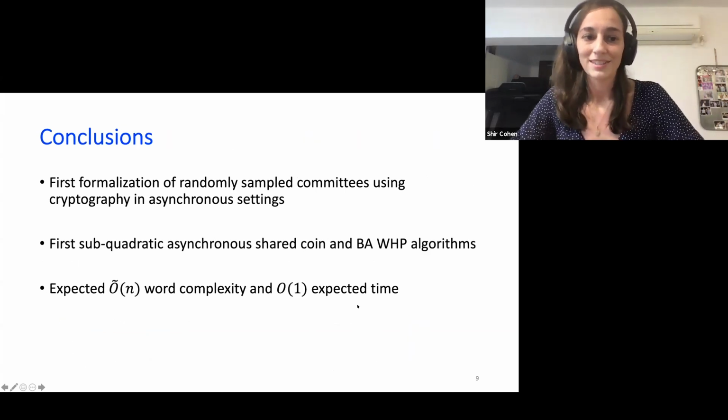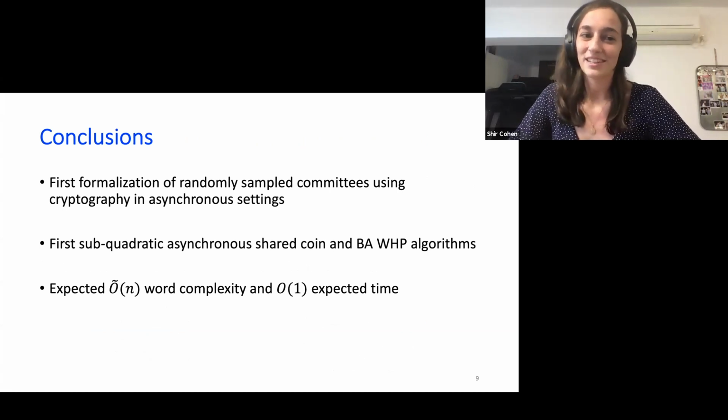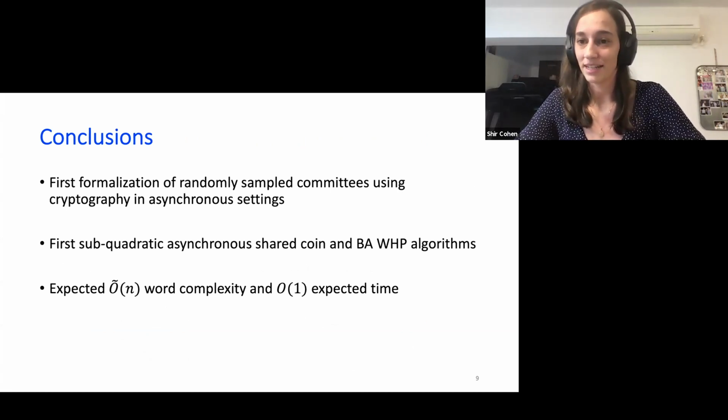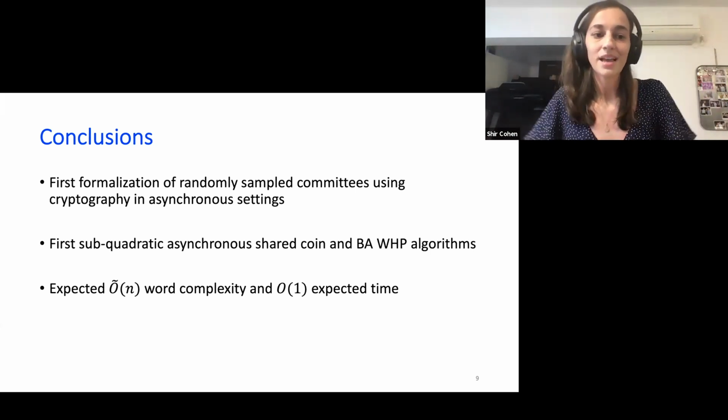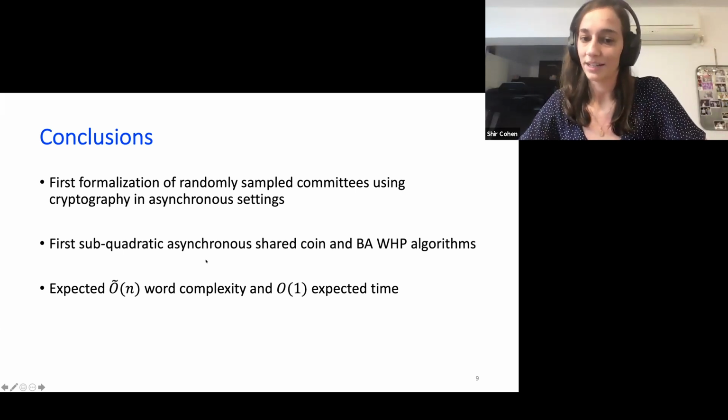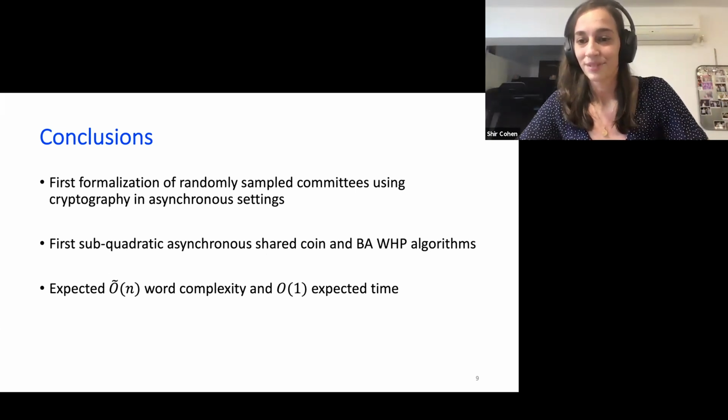So just to conclude this short lecture, we present the first formalization of randomly sampled committees using cryptography in the asynchronous setting. This problem was solved before in synchronous and partially synchronous settings, but there it's a bit easier because you can just wait on a timeout. You don't have to ask yourself, where do I continue to run? Then we present the first sub-quadratic asynchronous shared coin and Byzantine agreement with high probability algorithms that has expected O and word complexity. That's it. Thank you. I'll take questions if you have.